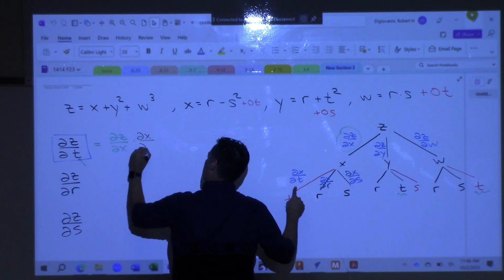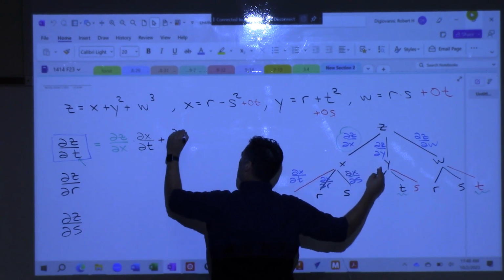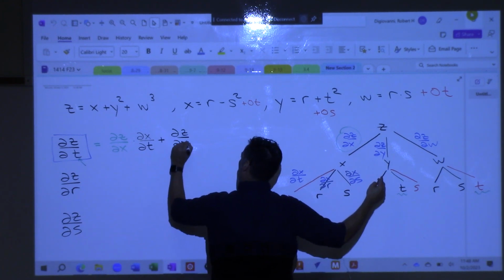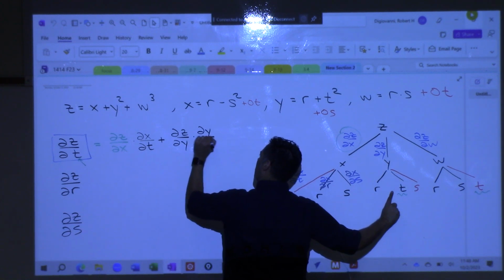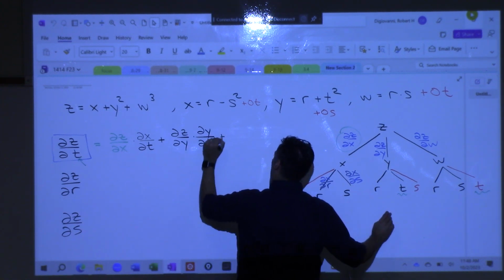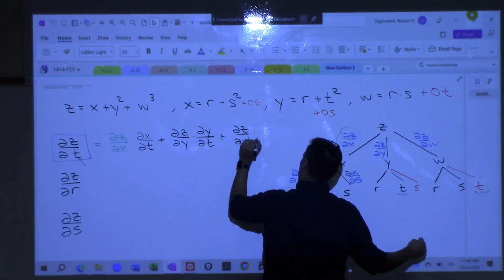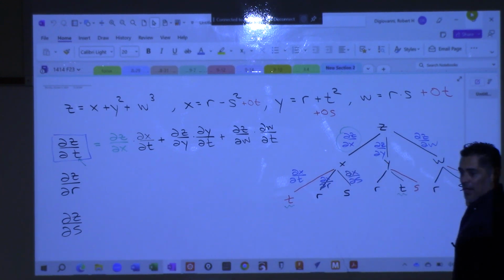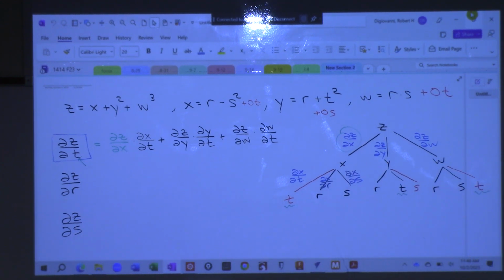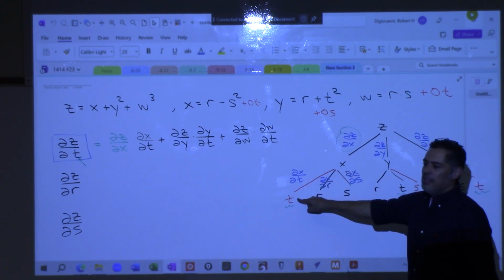And then partial z with respect to x times partial x with respect to t, plus partial z with respect to y times partial y with respect to t, plus partial z with respect to w times partial w with respect to t. But what if the partial x with respect to t be 0? Exactly, right?